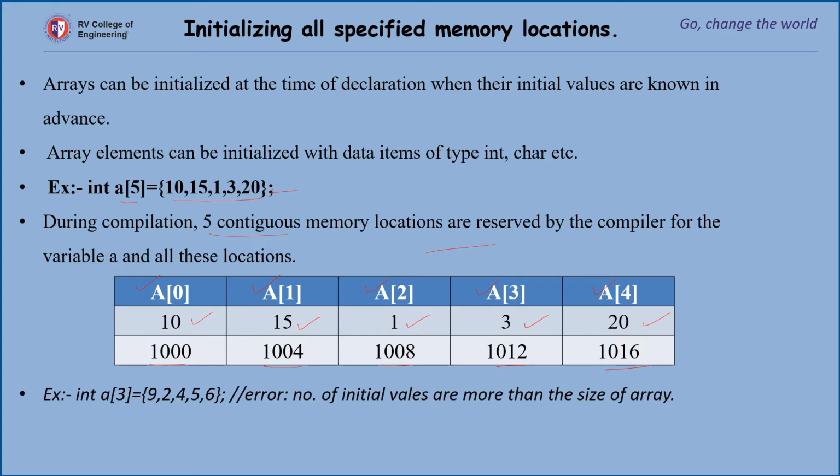Now if you have something like this, A of 3 is equal to 92456, you are asking the compiler to allocate 3 locations, but you are storing 5 values into it. In such a case, the compiler will issue an error.